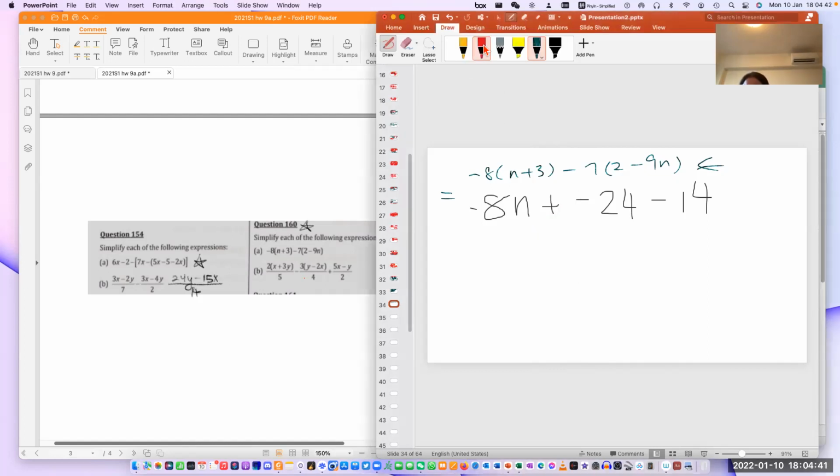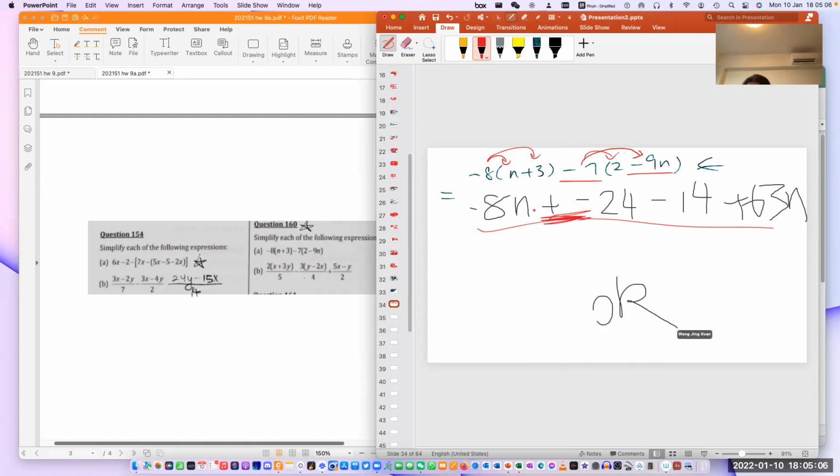So you should be doing this. Yeah. Okay. So once you reach this step, I don't think you will make any mistake already. The most important thing is how you open the brackets. Okay. It's good to see that you have a plus minus.